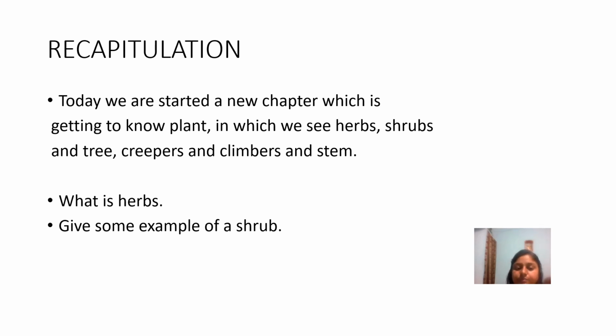Okay, students, now here are two questions for you. What are herbs? And second, give some examples of herbs. So, herbs are plants with green and soft stems, or we can easily bend their stem. Now give me some examples of herbs. Like jasmine, China rose, or lemon plant. These are examples of herbs.